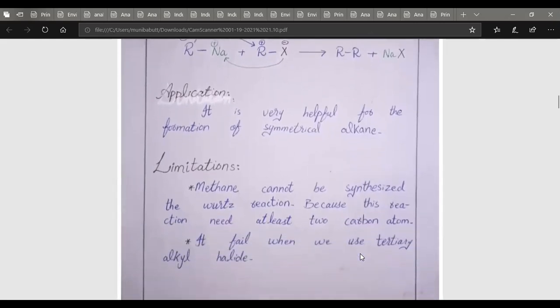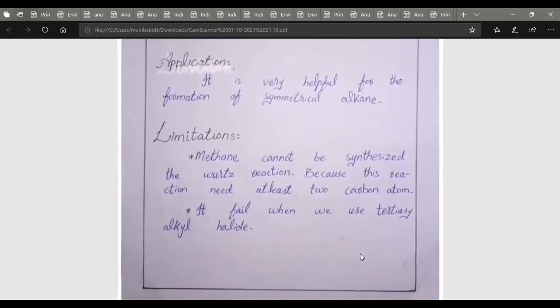Now we move to its limitation. Methane cannot be synthesized by the Wurtz reaction because this reaction needs at least two carbon atoms. Methane contains only one carbon atom. That's why this reaction cannot take place with the help of methane. So it fails when we use tertiary alkyl halide.